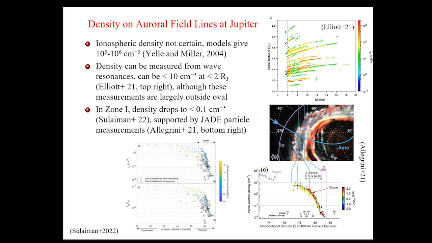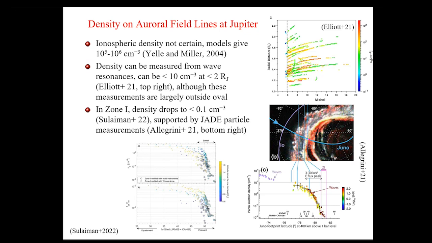Well, here's one study by Sadie Elliott where she looked at a variety of different cases, and you can see the color coding goes from blue, which is less than 1 particle per cc, up to higher energies. These data are primarily taken in the region between the main auroral oval and the Io footprint, and so these are relatively high.